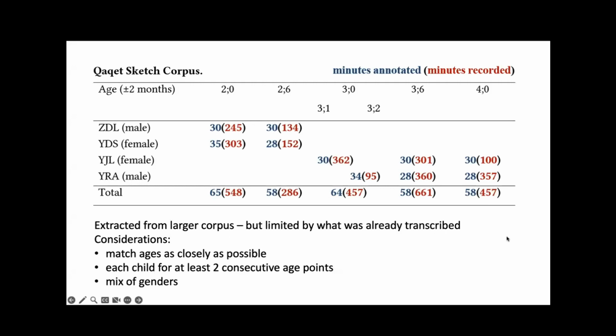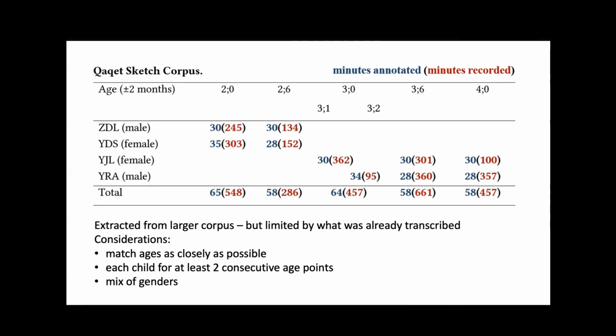So again, what you see here, we don't have an ideal scenario, and it's again for similar reasons as Rebecca just outlined. The data has also been extracted from a larger longitudinal corpus, but it was limited by what was already transcribed. This in turn necessitated a cross-sectional approach instead of the ideal longitudinal approach. But we made some different decisions along the way than Rebecca outlined for Pitjantjatjara. The first consideration was to match the ages as closely as possible. You can see that largely worked, except for age 30, where we didn't have data available for any child at exactly age 30.